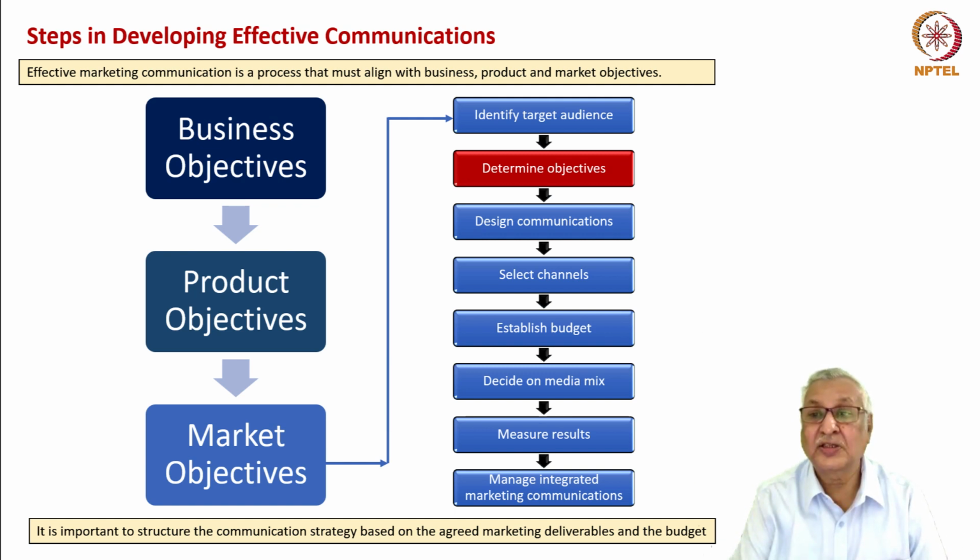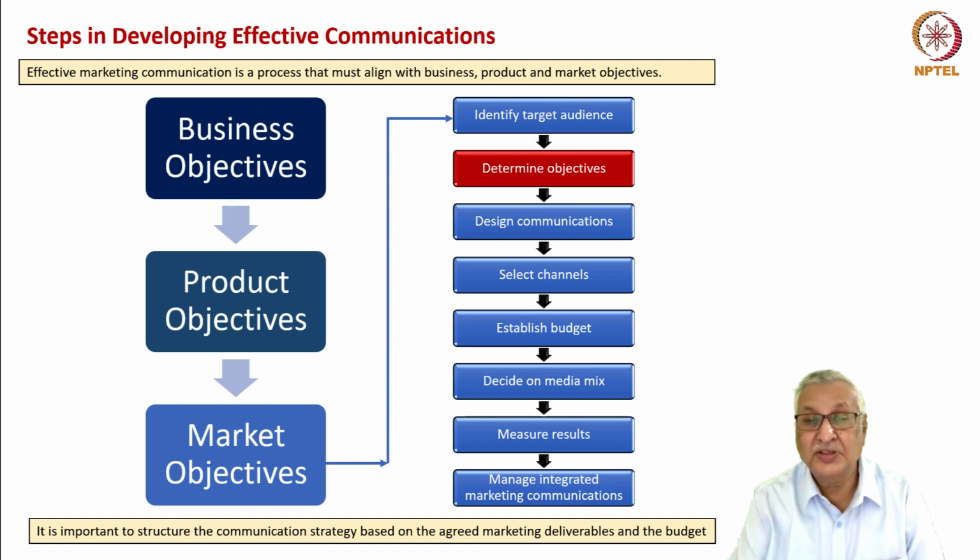First, we need to understand the target audience for the advertising. We need to understand the objectives that could be very effective. Then we have to design communications. We have to select the channels through which the communications can be streamed. Then we have to establish a budget to understand what all that would mean in terms of the investment or cost impact. And to be able to optimize this, we have to decide on a media mix.